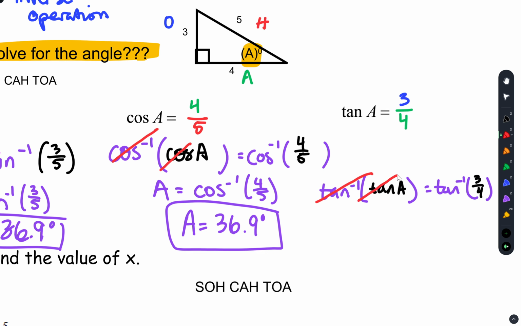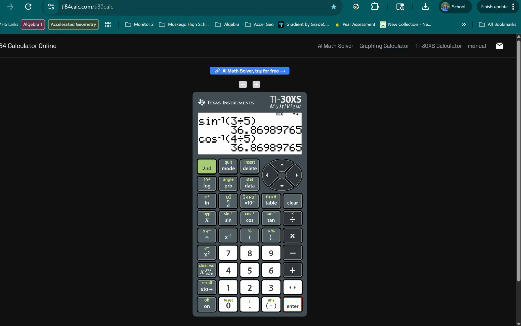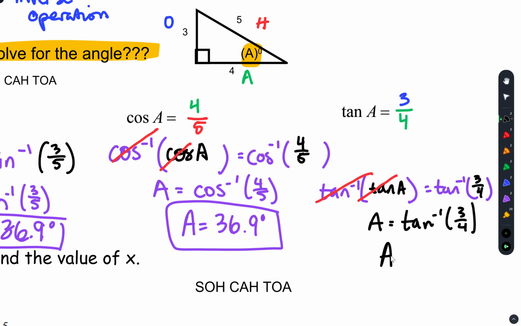Tangent inverse cancels out regular tangent. I'm left with A equals tangent inverse of 3/4. And just to prove that it gets us the same answer, tangent inverse of 3 divided by 4, 36.9. Any questions on this?